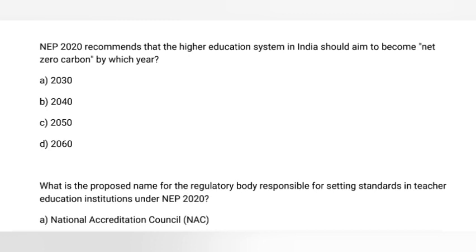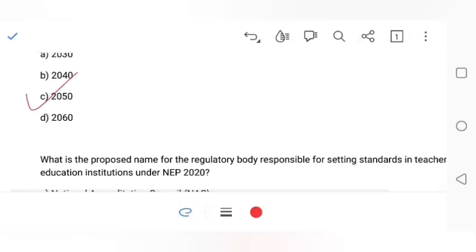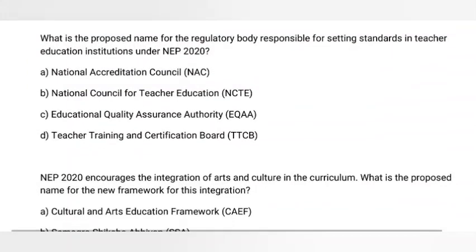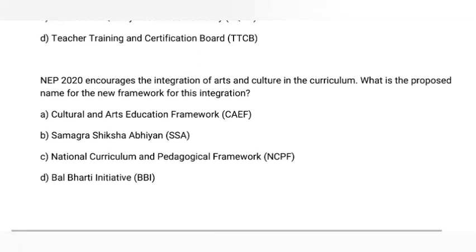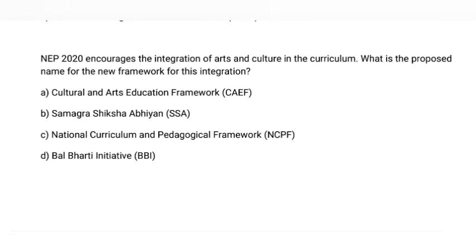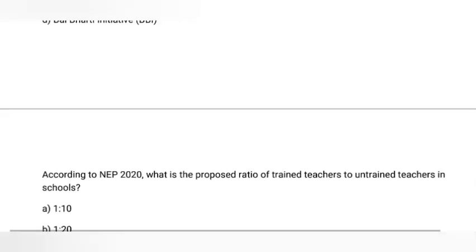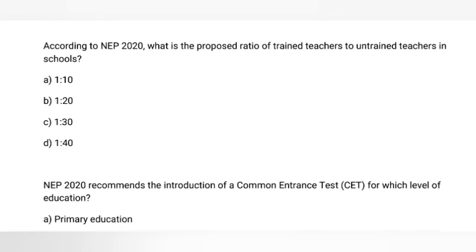Next, NEP 2020 recommends that the higher education system in India should aim to become net zero carbon by which year? Correct answer will be 2050. Next, this we have already talked. Some questions are repeated, but we have already talked. Let us move forward.